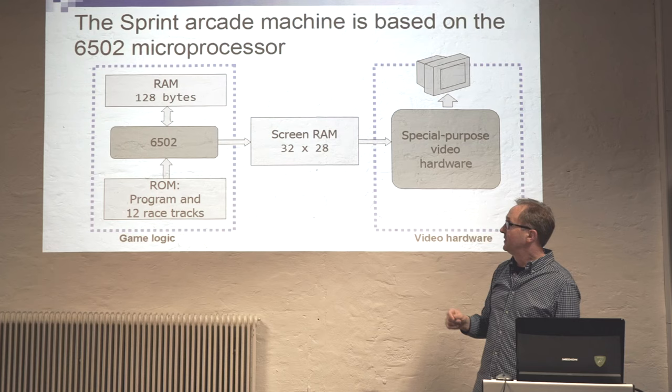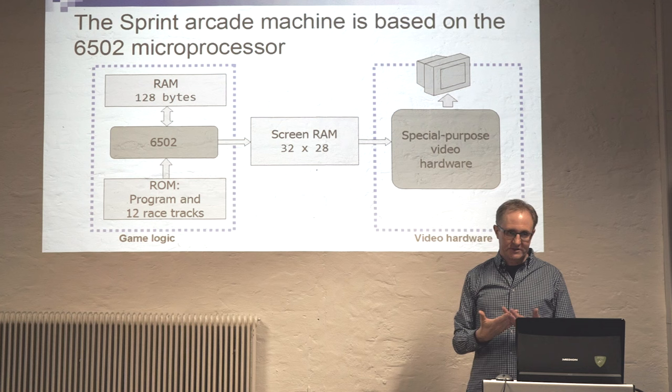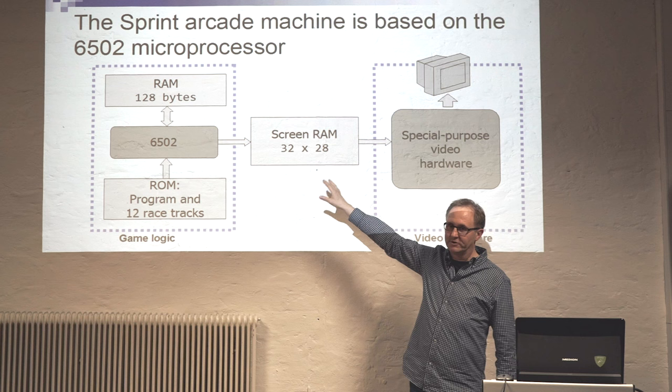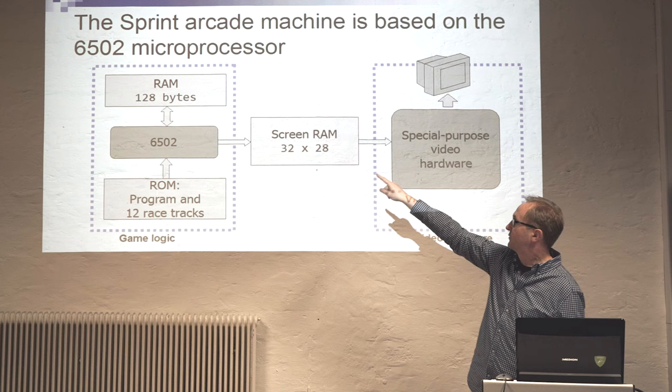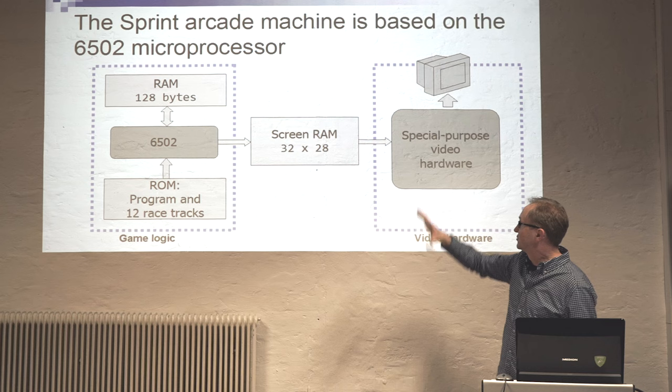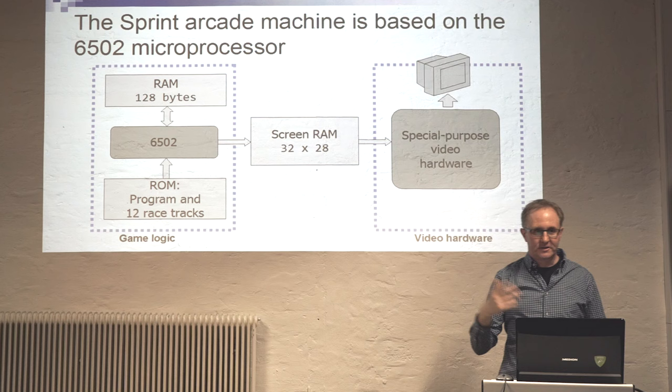In order to show something on the screen, the CPU writes what has to be shown on the screen in a screen RAM, kind of a video buffer, frame buffer, you would call it today. It's just a 32 times 28 character block, which is then drawn to the screen, to this black and white screen, by some special video circuitry they built into the arcade machine.